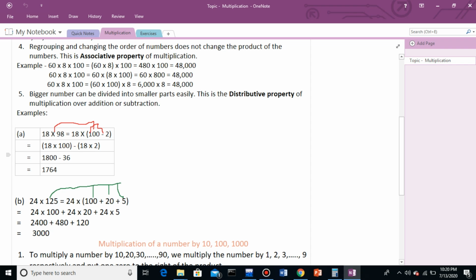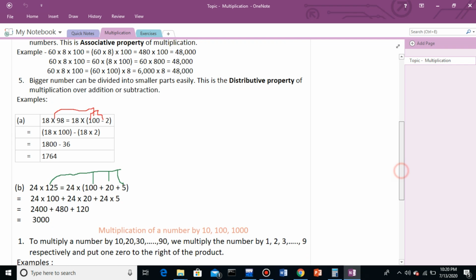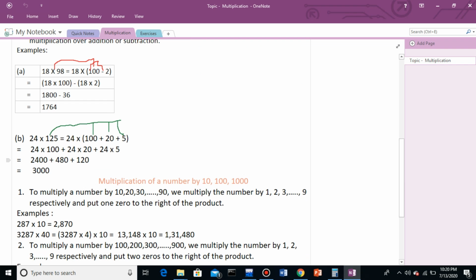So 18 into 100 is equal to 1800 and 18 into 2 is equal to 36. And in between both the products we put the minus sign. 1800 minus 36, and what will be the answer of that? 1764. Okay.